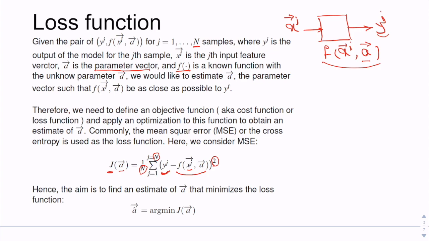Note that if you look at the right-hand side of this equation, y superscript j, which is the j-th sample output in the training phase, we have it. f is known, as I said, the functional form we know. x superscript j is also known. This is the input. The only thing that is not known here is the parameter. Therefore, the loss function is a function of the parameter.